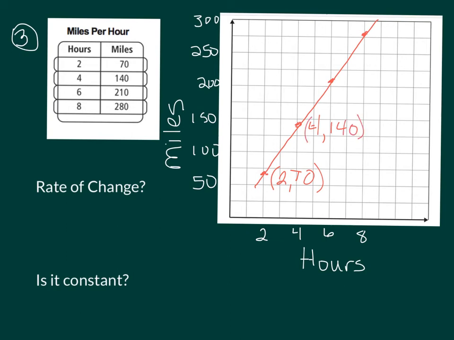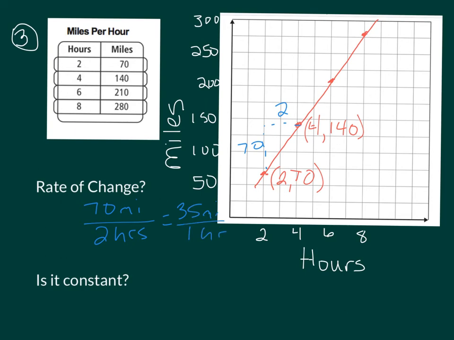So we're going to do rate of change. Okay. So when we do that, we go up and over. Well, 70 to 140, that is a distance of 70. And then we went from 2 to 4, so that was 2. So my rate of change is 70 miles over 2 hours. That does reduce. 70 divided by 2 is 35. 35 miles for 1 hour.